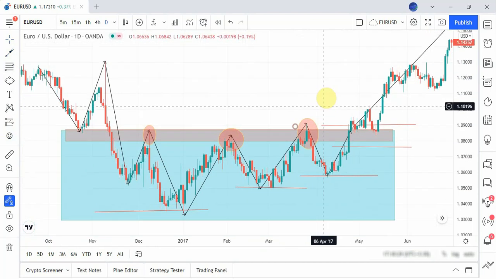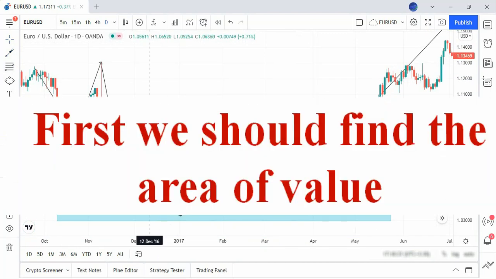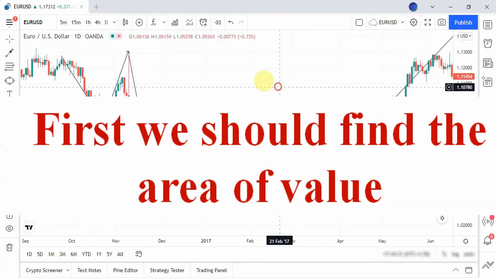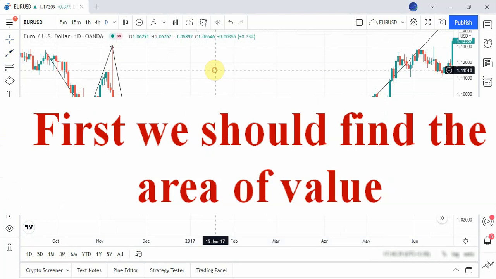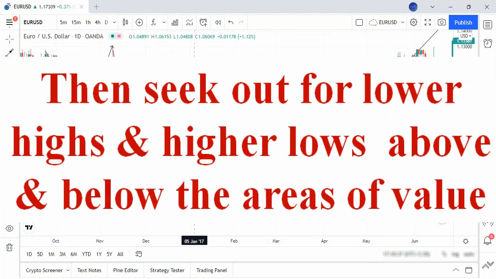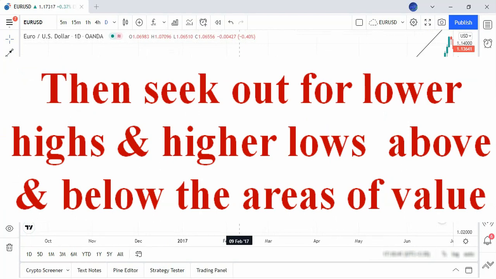So the very first thing we should do is find an area of value which price reacts to multiple times. Then if the area of value is a support level, find out whether the price is making lower highs or not. And if the area of value is a resistance level, see if there are higher lows or not. This tip helps you adopt a proper position.